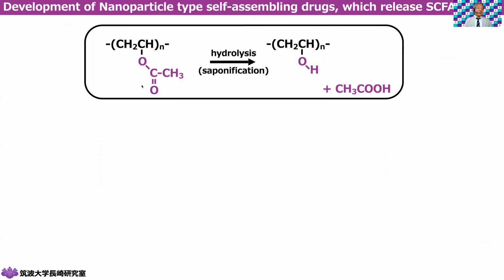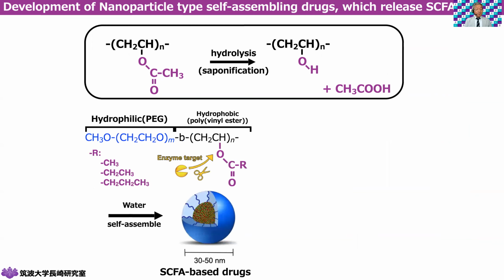Let me briefly explain. This is vinyl acetate hydrolyzed to vinyl alcohol. We learned this in high school in Japan. At the same time, the acetic acid is liberated. We modified this reaction. We designed a polyethylene glycol polyvinyl short-chain fatty acid block copolymer, which, because of the amphiphilic character, forms a polymer micelle like this. We installed propionic acid, butyric acid as an ester linkage, which can be cleaved by enzyme here.